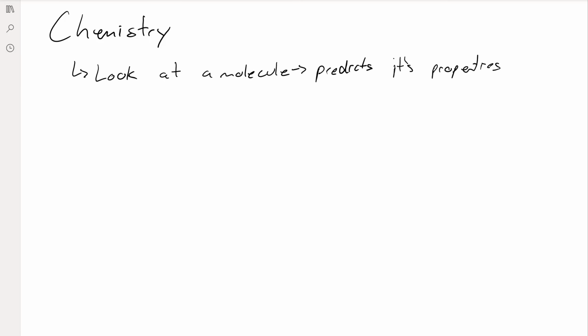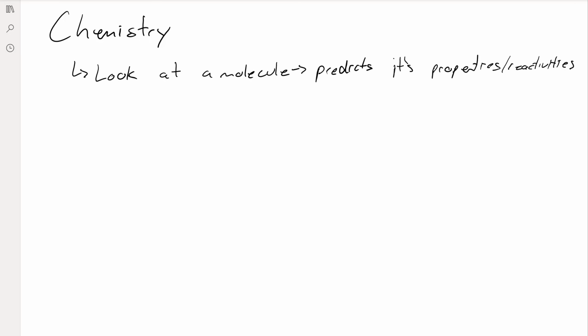All right, so one of the big goals in chemistry is that we want to be able to take a look at a molecule. And from looking at this molecule, we want to be able to predict its properties / reactivities.